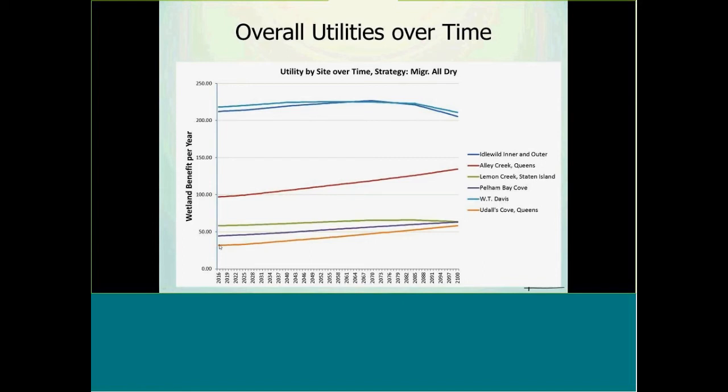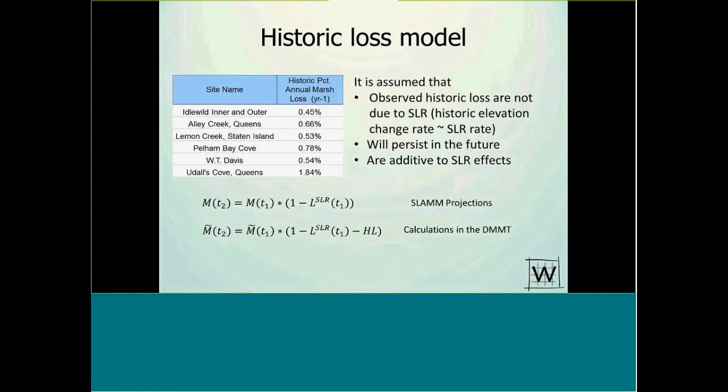You can see over time, Udall's Cove is increasing in its utility. Some of these larger sites start by increasing due to marsh migration, but then there's a higher probability of marsh loss at the end of the time period. And again, this is the most optimistic.